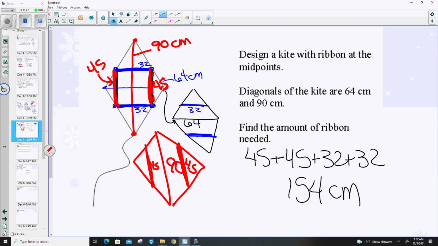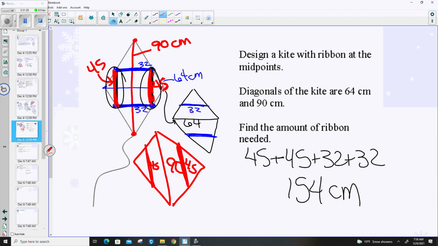Why couldn't you just add the 64 and the 90? Yes, as long as you realize why you're doing it. Because you have two segments that are each half of the 64 and two segments that are each half of the 90. So yeah, just add them together. But would it work if I wasn't connecting all four of them with ribbon? No. So the reason it works is because I have two sides that are 45. That's why you could just add the 90 and the 64. There's two of each half being measured in.